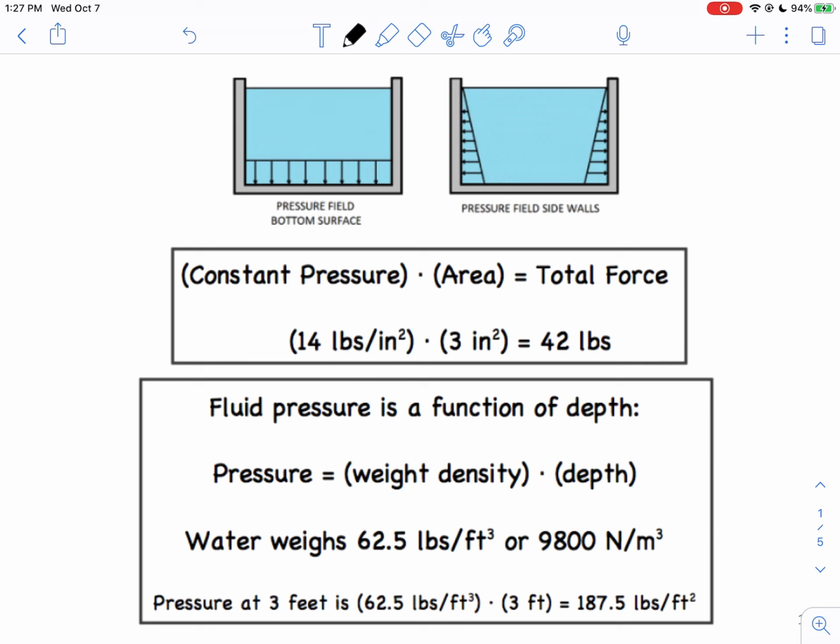Now, fluid pressure is a function of depth, and the pressure at a certain depth is found by doing the product of the weight density times the current depth. Now we're going to use a symbol. It looks like a W. It's actually a Greek letter omega, and it's a constant for every liquid. And then the depth, we'll use D for depth.